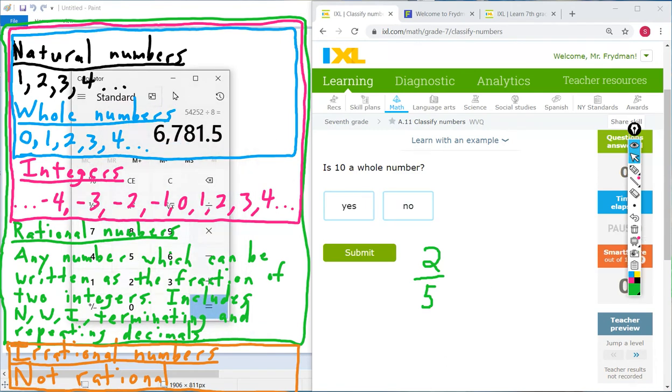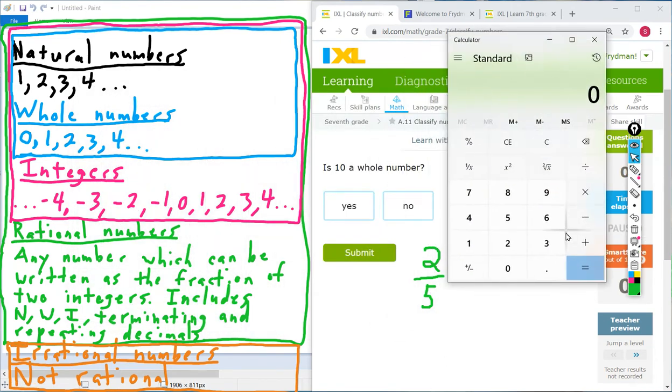If I take 2 and I divide it by 5 to express it as a decimal, what happens there? 2 divided by 5, I get 0.4. Okay? So 0.4 is a terminating decimal. Terminating just means it ends. It doesn't go on and on forever. It ends right over here. That's the end of it.